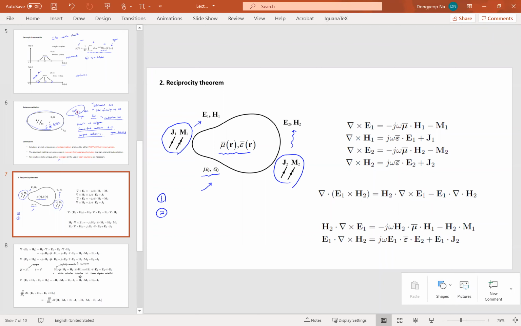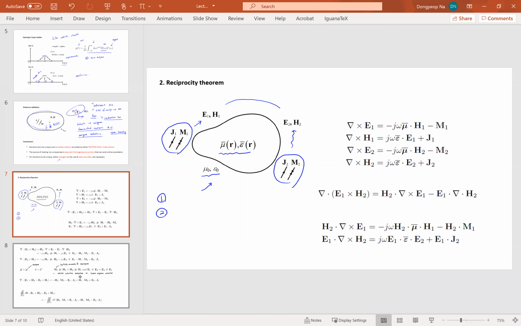So we're going to relate these two independent solutions somehow. Actually, that is the result of the reciprocity theorem. Again, they are Maxwellian, meaning that each set of solutions should satisfy Maxwell's equations. Again, I assume this medium is anisotropic and inhomogeneous, so that it is a tensor. Again, we need to do some mathematical manipulation.